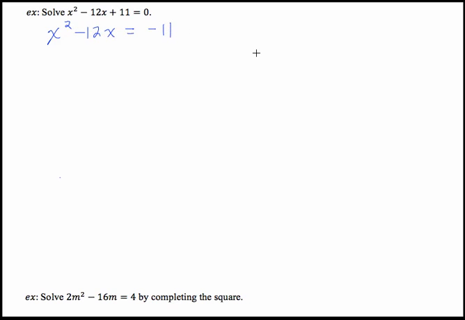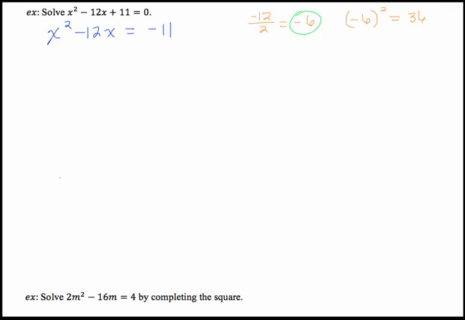Now off to the side, I'll do the calculations here. Negative 12 divided by 2 is negative 6. That number is going to come back. I'm going to show you a trick in a minute, so I'm going to circle that. Okay. Then negative 6, if I square that, I get positive 36. So that's the number I'm going to add to both sides.